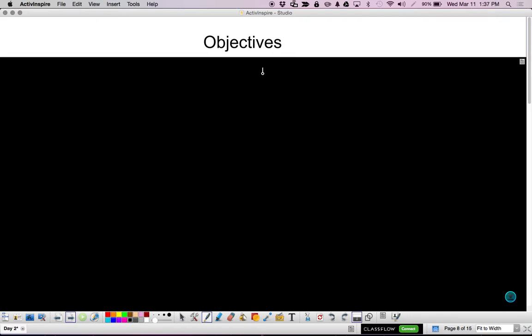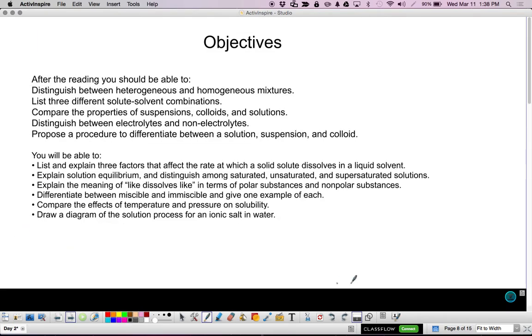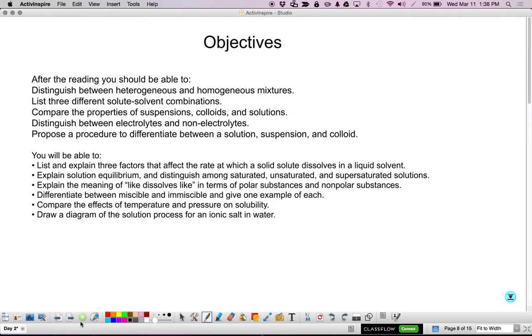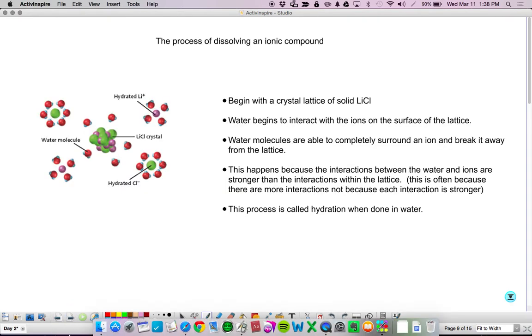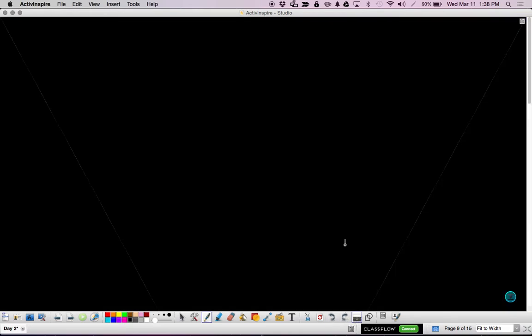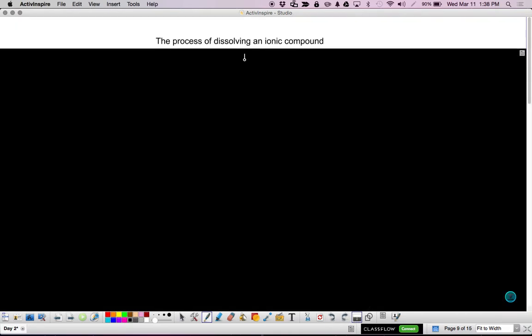All right, so that's sort of the end of the review section, and now we're going to talk about the more application-y, more challenging materials today, which will be this stuff. My first question is, what factors affect the rate at which a solid solute dissolves in a liquid solvent? Well, before I answer that, I want to talk about what the solution process actually is. What actually happens when a solid dissolves in a liquid.